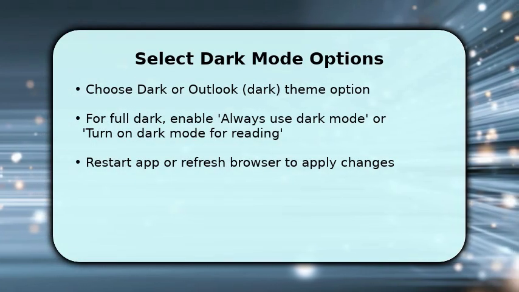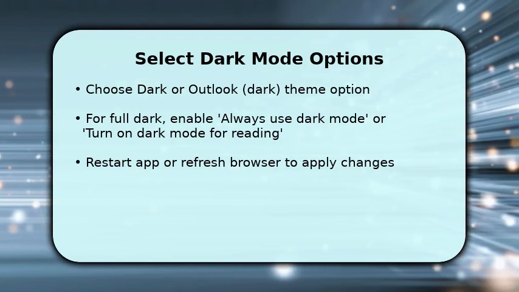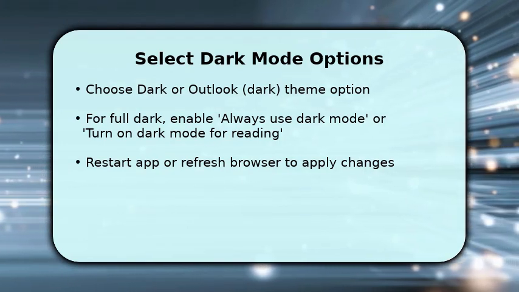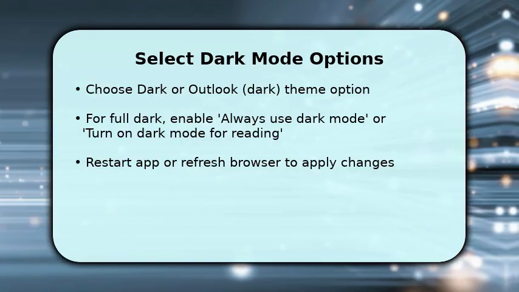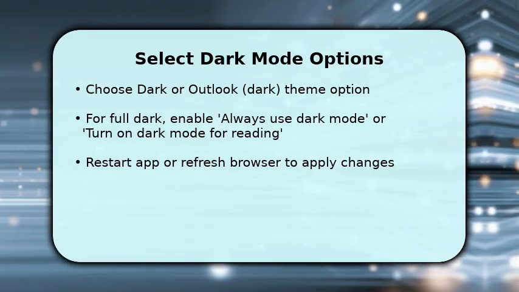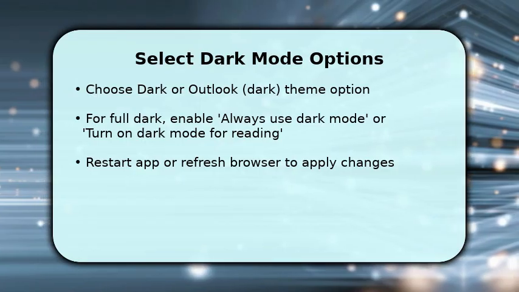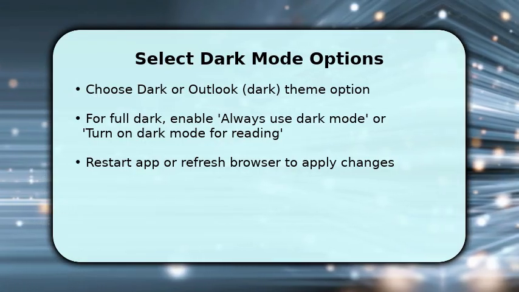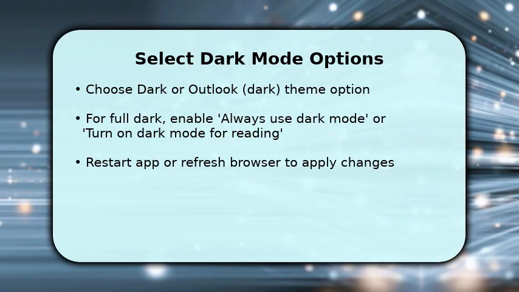Now pick the dark theme and understand why. Themes change colors for headers, reading panes, and menus to reduce glare. Choose Dark or Outlook, Dark, from the theme list, then enable any toggle labeled Always Use Dark Mode or turn on Dark Mode for reading to affect message content.